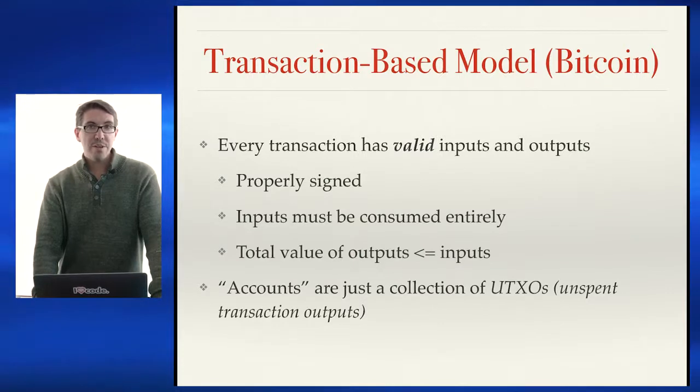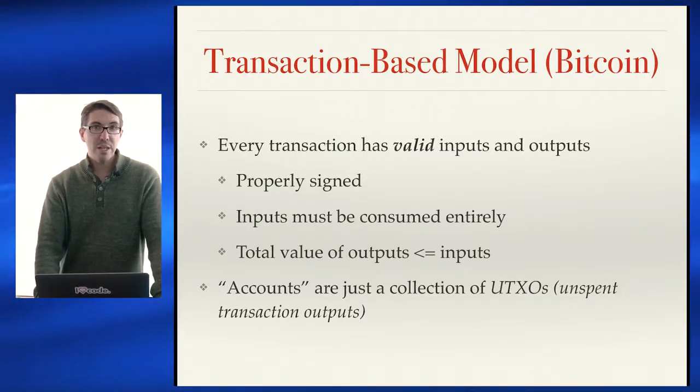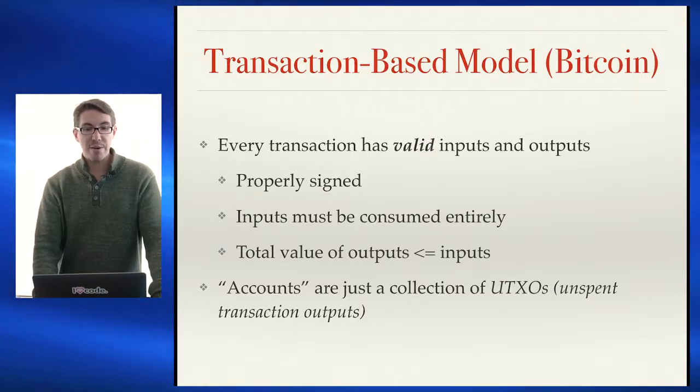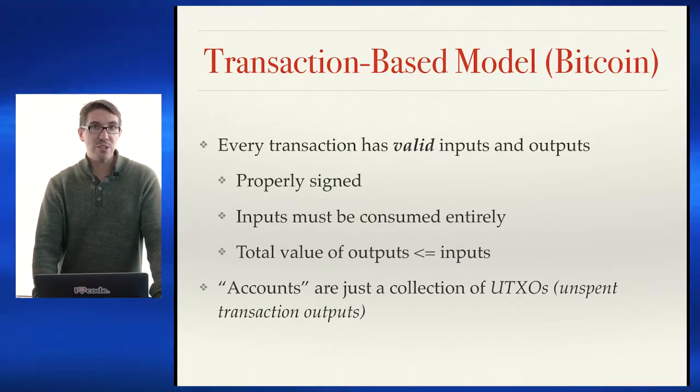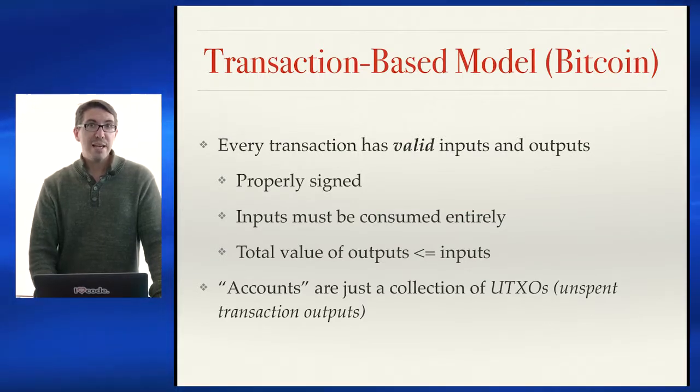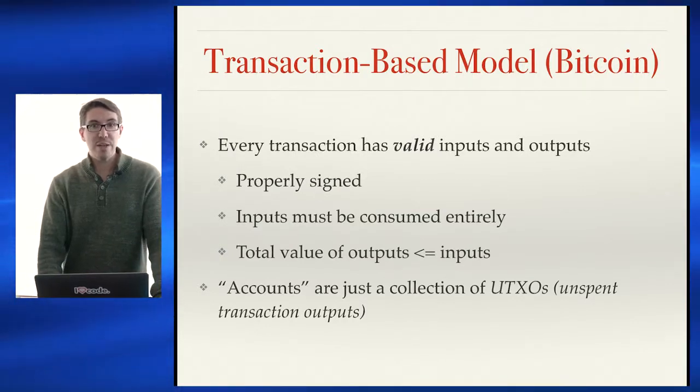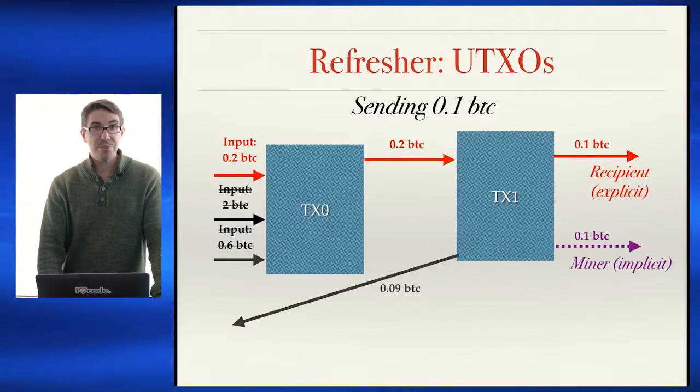So if you recall, in our transaction-based model as opposed to our account-based model, every transaction has valid inputs and outputs and can be checked. All of them are properly signed, inputs are consumed entirely, and we always know that the total value of the outputs is less than inputs, with the remainder potentially going to the miner. So when we think of accounts, they're really just a collection of unspent transaction outputs, as opposed to a specific part of a ledger which contains how much value is owned by that particular account.